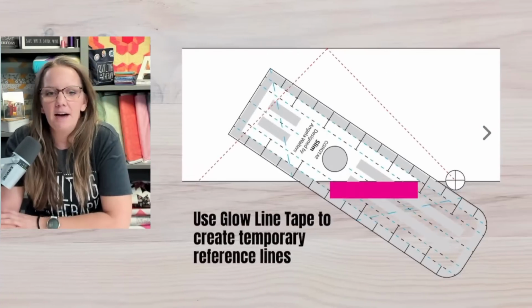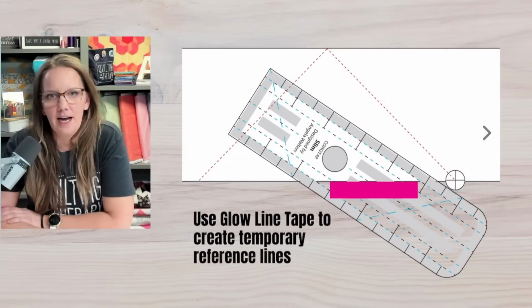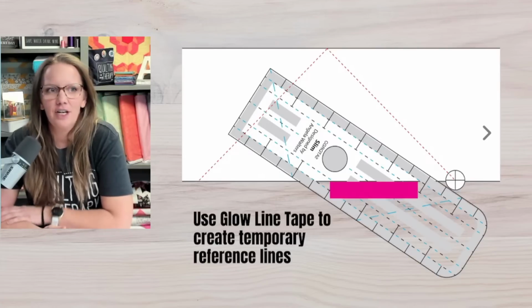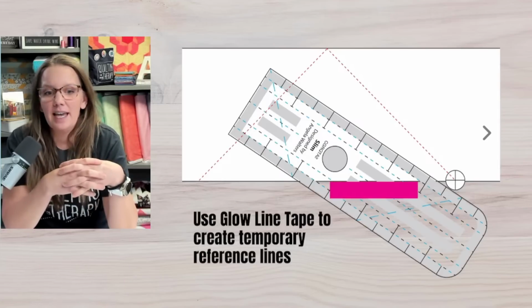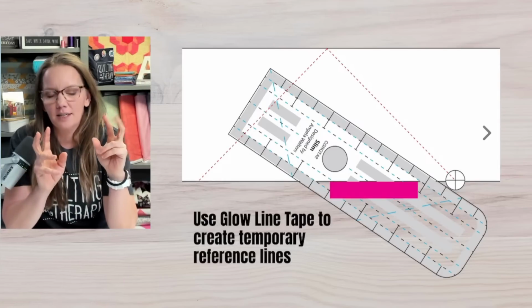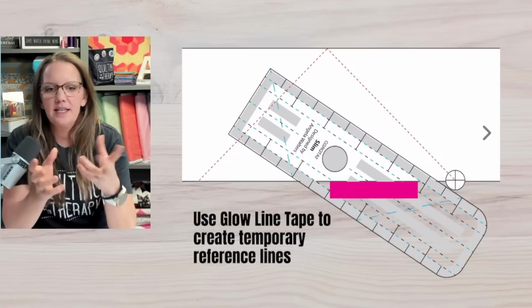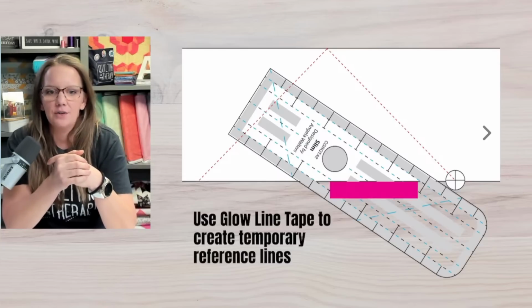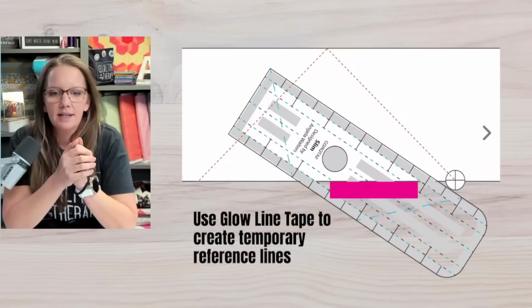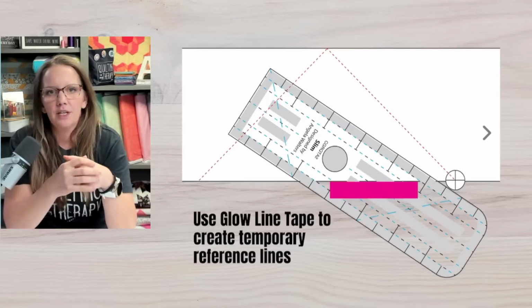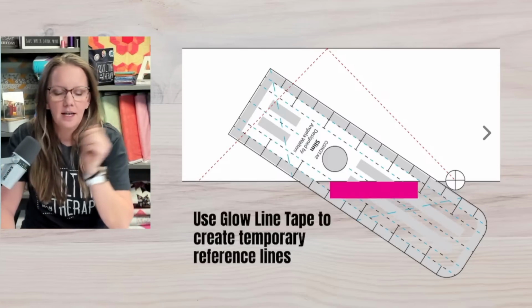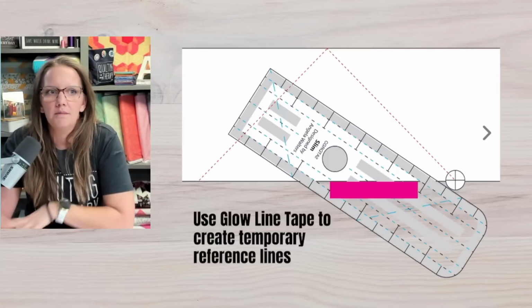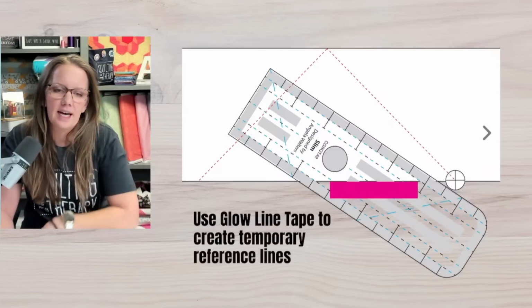Now, if you have a ruler and you need a specific line and it's not on your ruler, that's definitely going to happen. Every quilt we come across is going to be slightly different. In that example, I like to use glow line tape to create temporary reference lines. So in this example, if I wanted to quilt my next angle so that it's whatever degree this angle is, I can put a piece of tape right there on the ruler and use that as my reference line. Then when I'm done with the quilt, just take it off and then move on. It's a really great way to make it even quicker when you're quilting that.